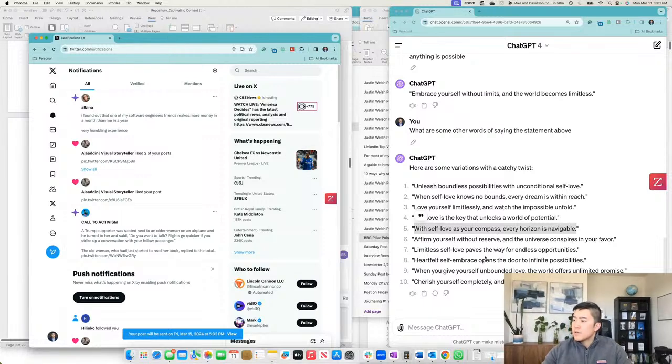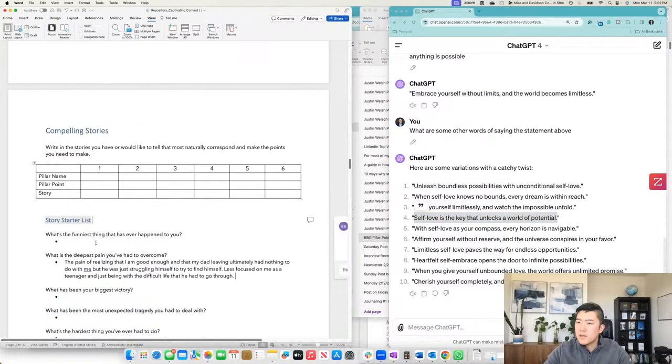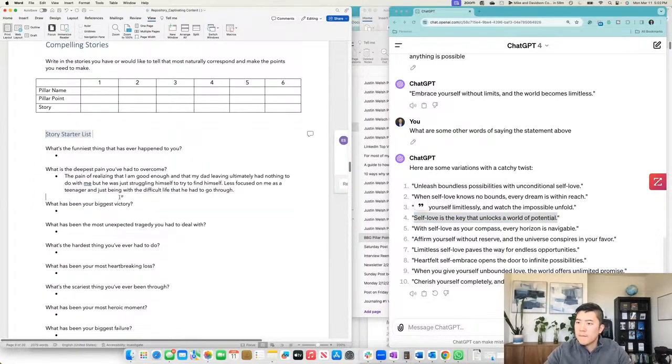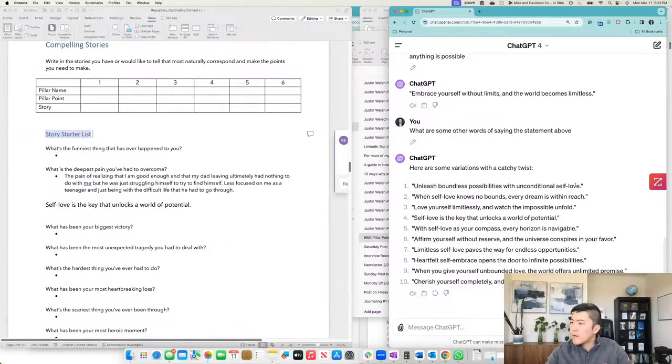Affirm yourself without reserve. Limitless self-love. I like this one. Put this one here. Good quotes. Unleash. A heartfelt self-embrace opens doors to infinite possibilities.